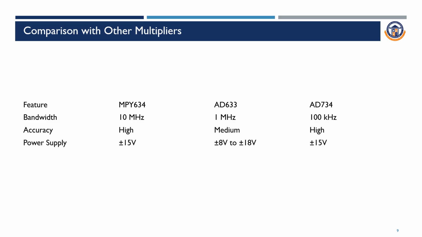Comparison with other multipliers. Here we have the different multipliers: MPY 634, AD633 and AD734. These are compared based on the parameters bandwidth, accuracy and power supply. Out of these, MPY 634 produces the higher bandwidth and higher accuracy. AD734 also produces higher accuracy, but its bandwidth is very low. For power supply, it works for plus or minus 15 volt, similar to AD734. AD633 has a lot of negatives.